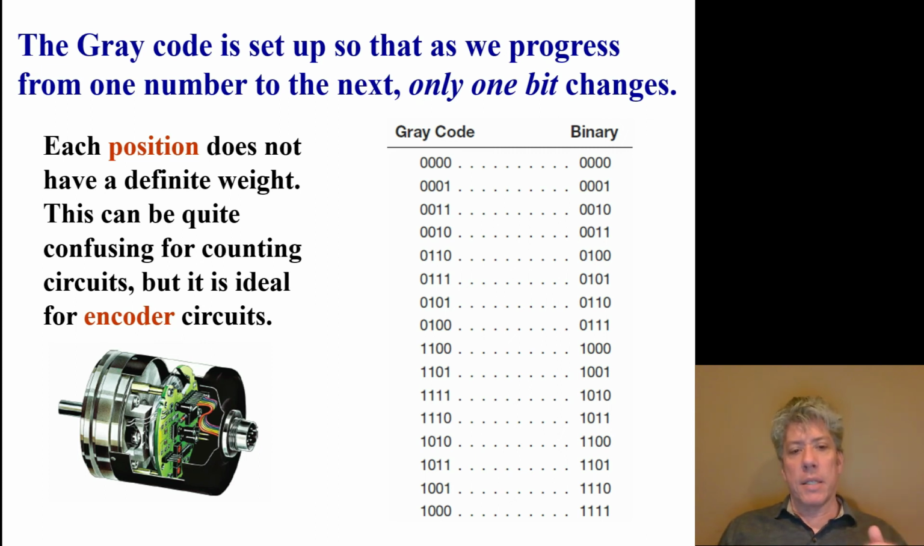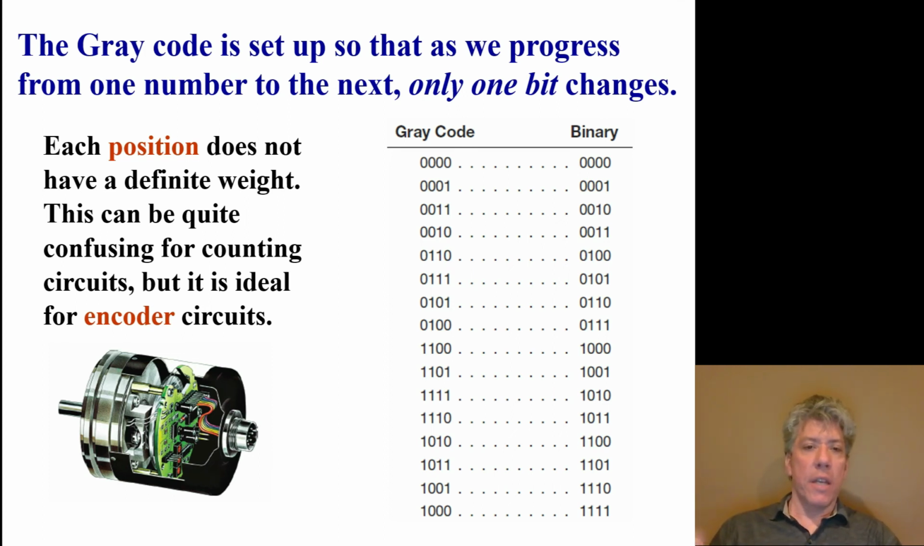The problem is that in these encoder type circuits, it's actually ideal to use something called gray code because you only want one bit to change at a time. Notice in the binary column what happens. From 0 to 1, only one bit changes, but from 1 to 2, from the second row to the third row, there's two different binary digits that change. The one's place changes and the two's place changes.